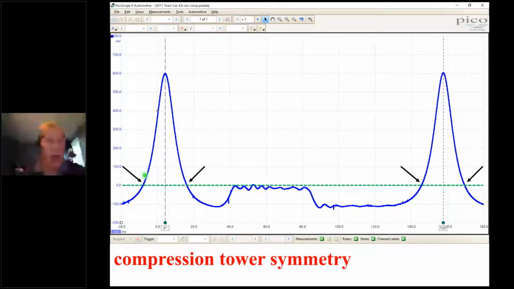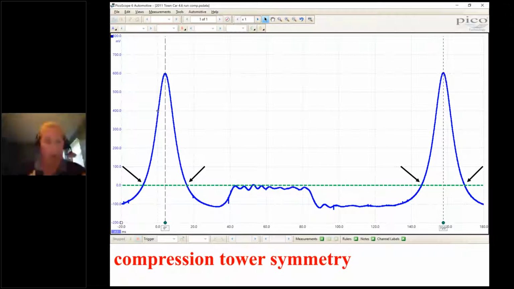And what I want to add to it is that this compression tower has symmetry. And what I mean by symmetry is this. The way we build pressure is similar to the way that we lose pressure. If you look where my black arrows are, either on the left side or the right side, if you were to measure time or crank degrees between that spot right there and that spot, you would find it would be very close or equal to here to here.